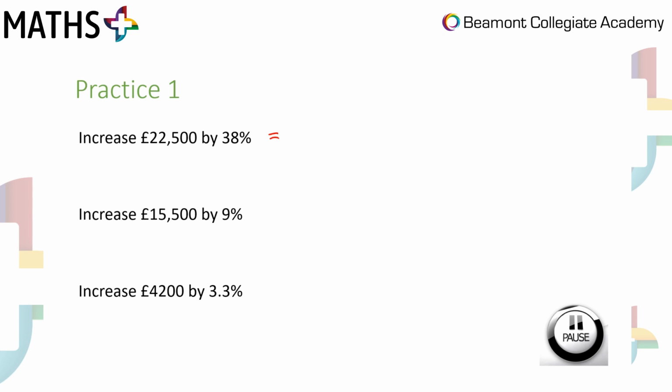So if we want to increase by 38%, then we've now got 138%. So my calculation would be 22,500 times by 1.38. Just take care putting that into your calculator. You don't want to mistype something and get the wrong answer. So we've got 31,050.